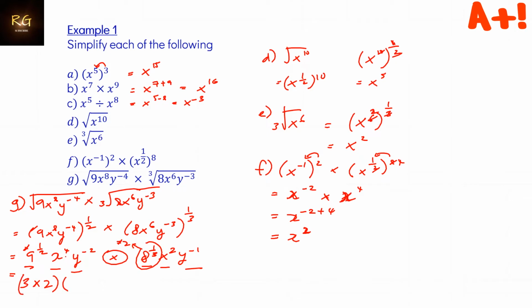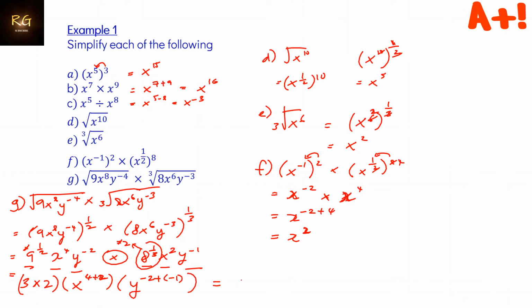Next, let's try to multiply x with x. So x to the power of 4, when you want to multiply with x to the power of 2, since the base is the same thing, we just need to add up the powers together. So 4 plus 2, right? Close bracket and then open bracket one more time. Again, y and y is the same base, we just need to write it as y to the power of negative 2 plus negative 1. Close another bracket.